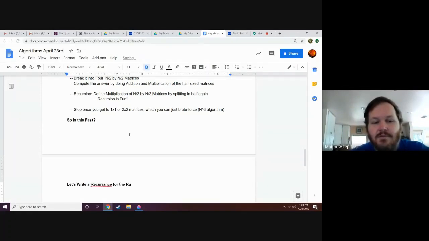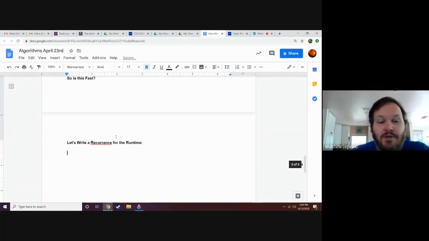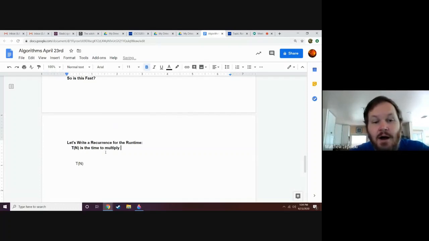Recurrence. As theoretical computer scientists, the first thing we want to do is ask: what is the time to multiply two n by n matrices? Let T of n be the time to multiply two n by n matrices.